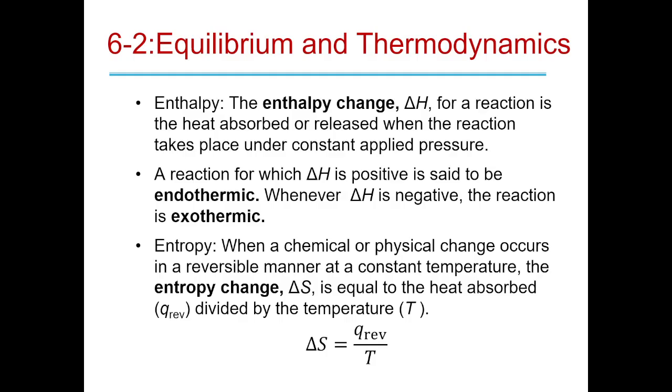Entropy: when a chemical or physical change occurs in a reversible manner at constant temperature, the entropy change, delta S, is equal to the heat absorbed, which is Q, divided by the temperature. Notice this is actually like a temperature density.